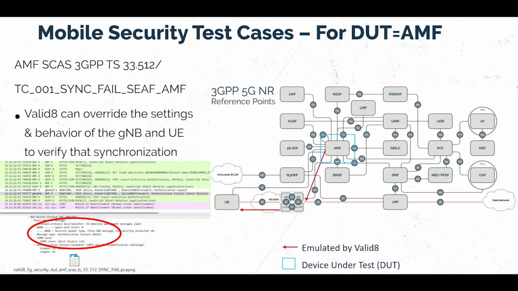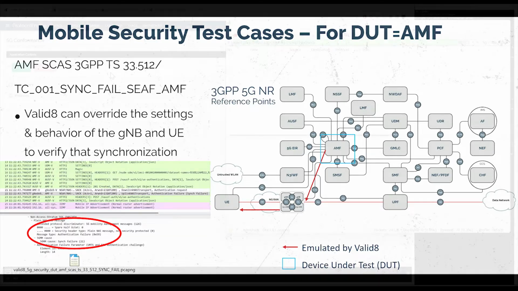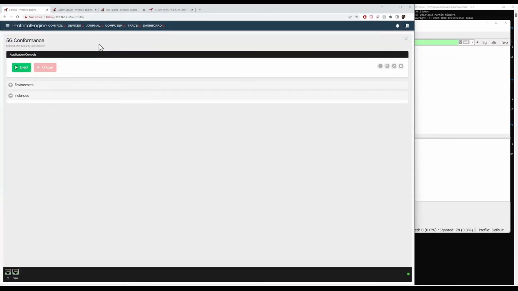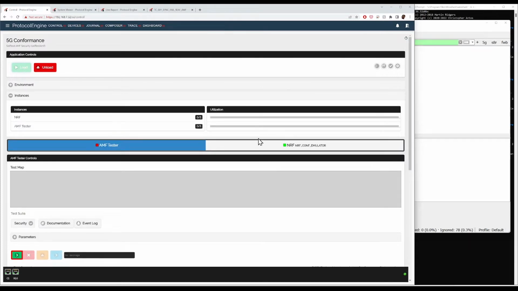In this demo, we'll showcase using Valid8 for 5G network security testing, specifically testing the AMF as the device under test. Here's a Chrome browser running our Valid8 software, which is running on a VM. If we click load here with the appropriate configuration, which matches the environment that we're testing, this is going to bring up the Valid8 test tool in conjunction with the NRF and also the AMF under test.